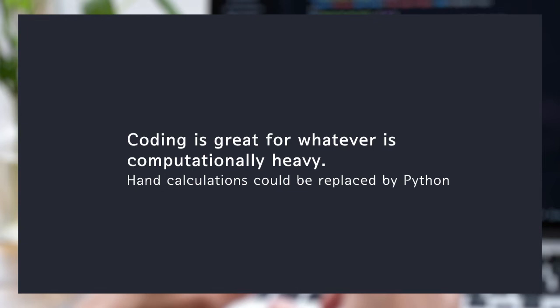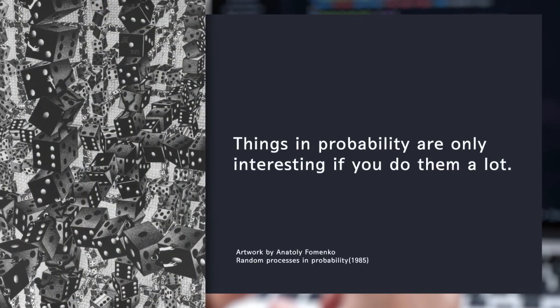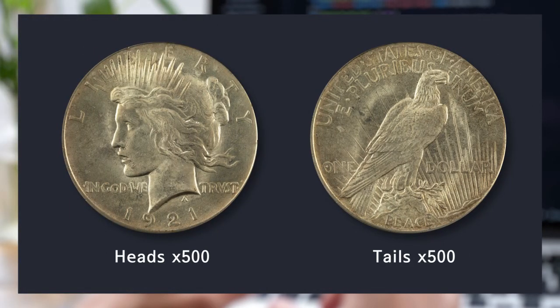The other aspect is that Python provides various kinds of visualizations which are hard or sometimes impossible to obtain by hand. Another place that I use coding in a demonstration context is my Calculus for Management course. It is a chapter of probability, and things in probability are only interesting if you do them a lot. Say if you toss a coin 1,000 times, on average, the coin will land heads 500 times and tails 500 times. But I don't have time in lecture to toss a coin 1,000 times, so I use Python to do large sample size trials.